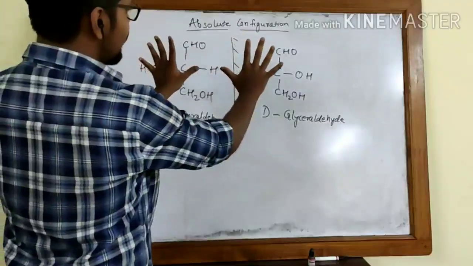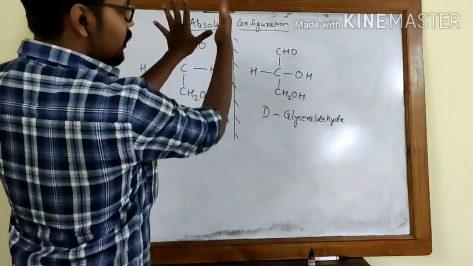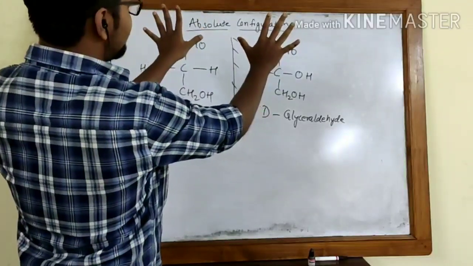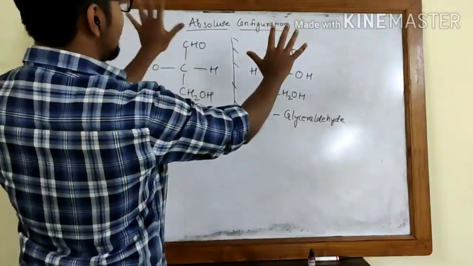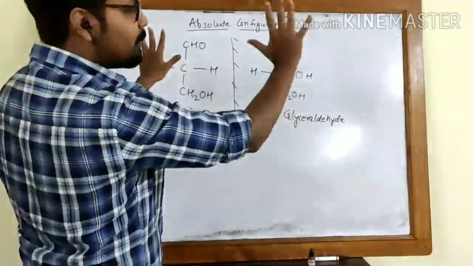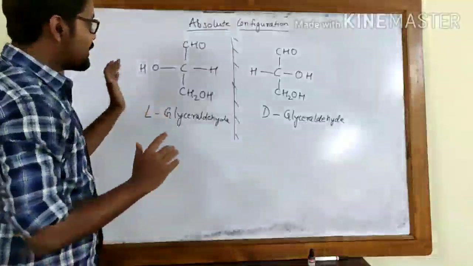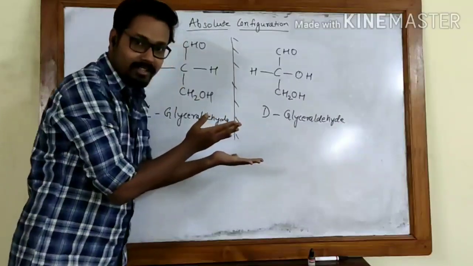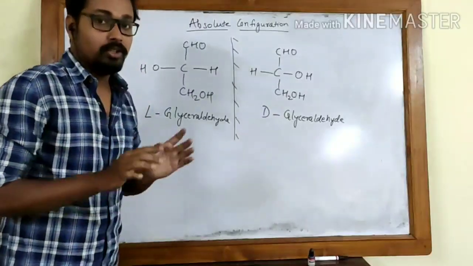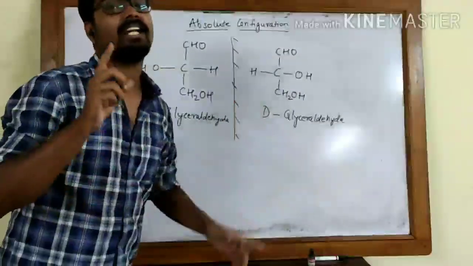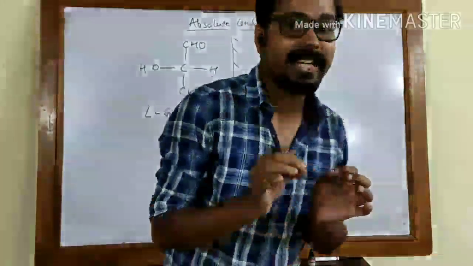But if I take a mirror and place it in the middle of my two hands, I can see that this is the reverse of this. So this right hand is the image of the left hand, and the left hand is the image of the right hand. Exactly the same case is happening here. So these are mirror images but non-superimposable. That's why these are called enantiomers. So that's what an enantiomer is.